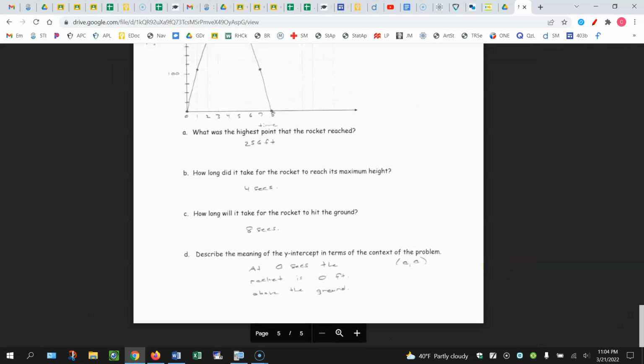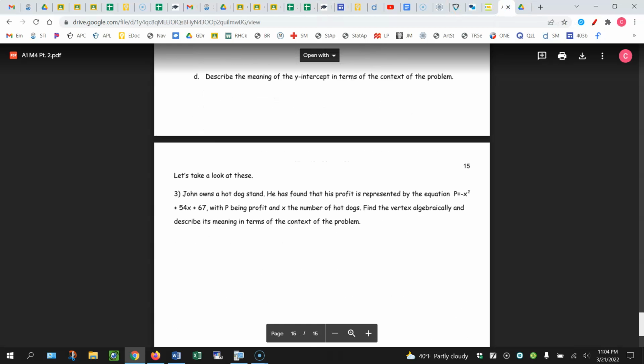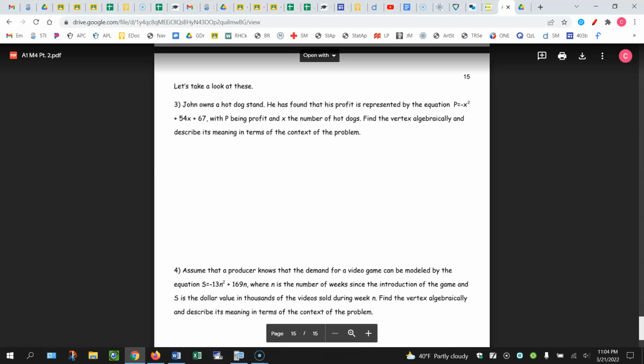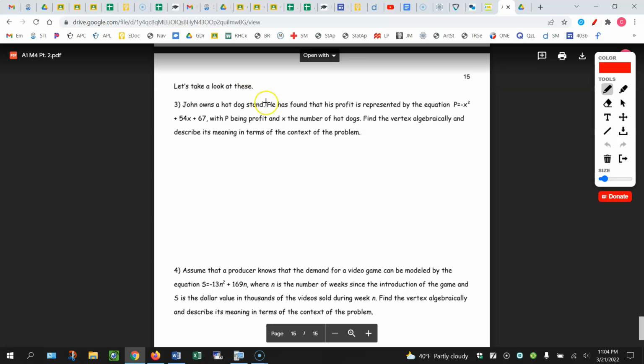Okay? All right, let's go back to page 15. These aren't going to involve graphing. What they're going to involve is profit and describing what the vertex means algebraically. So you're really going to have to utilize the advice that I gave you. I'm going to work through question 3 with you and then give you an opportunity to do question 4 on your own. All right, so what's happening in question 3 here?